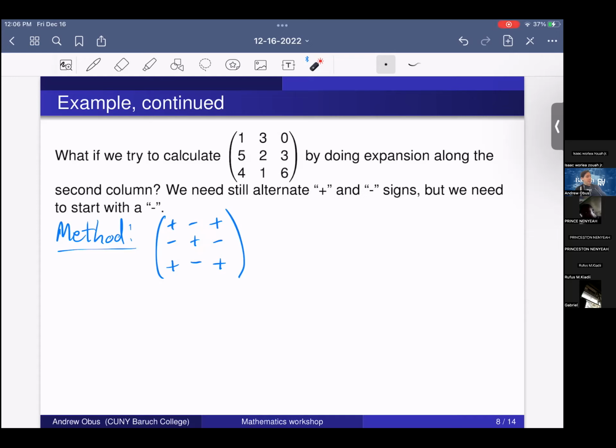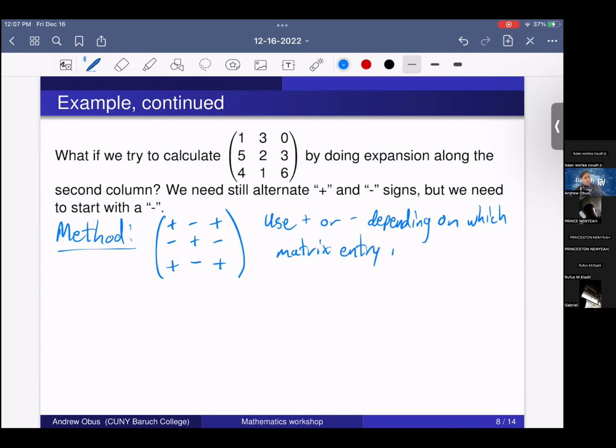And if we have this method, then you use plus or minus depending on which matrix entry is being multiplied.